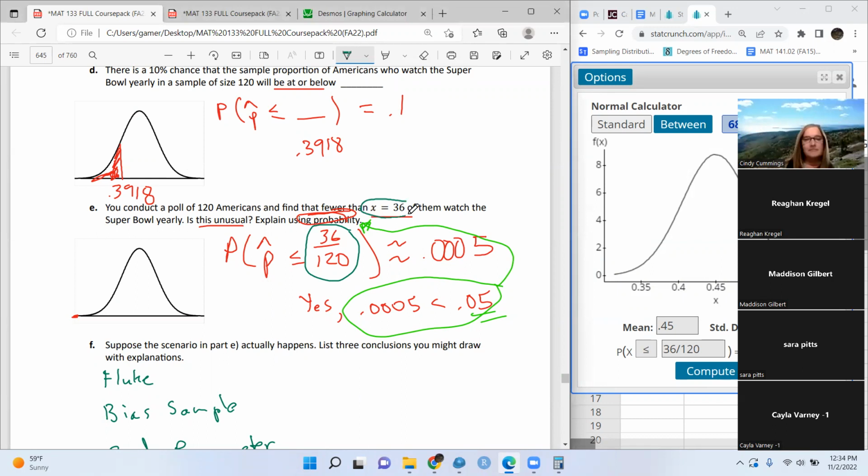You might even want to put a note in your reference sheet that says, hey, with the proportions, when we're given X, write it as a fraction, right? P hat equals X over N. Easy to forget that little piece. Okay, so that's the big final exam question.